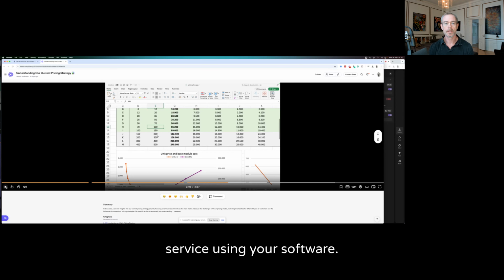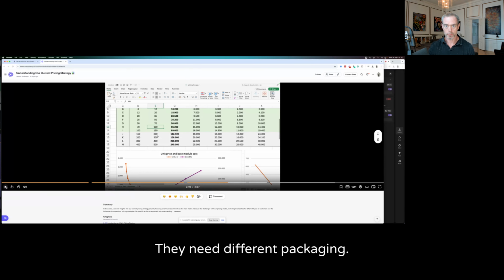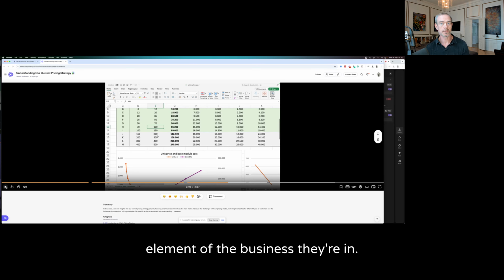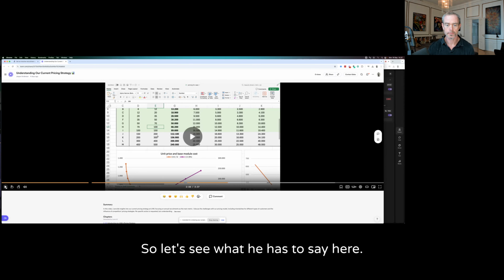And that becomes a fence, meaning that each of these two segments are very different, right? They need different packaging, they need it for different reasons. One needs to hire their own people, and the other needs to run the core element of the business they're in. Which also means that you can do different pricing and so forth. But let's see what he has to say here.